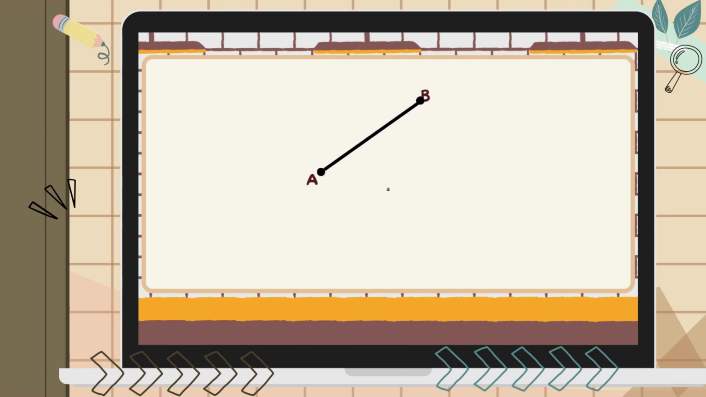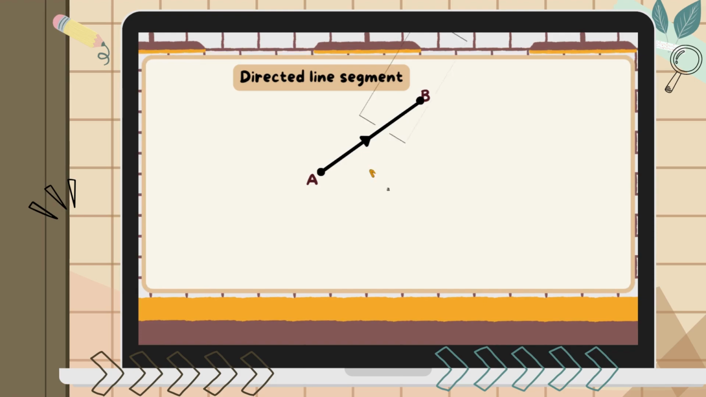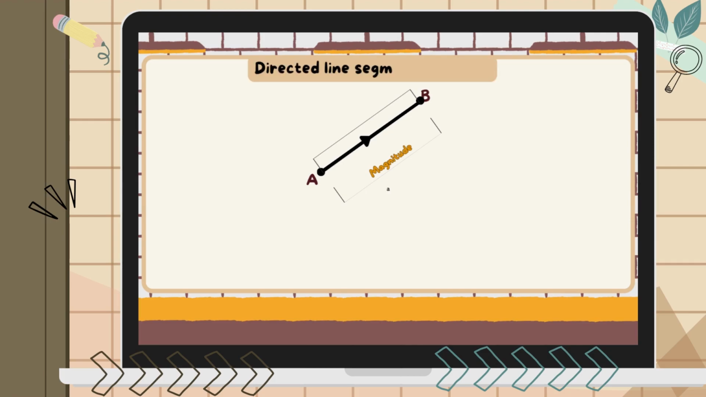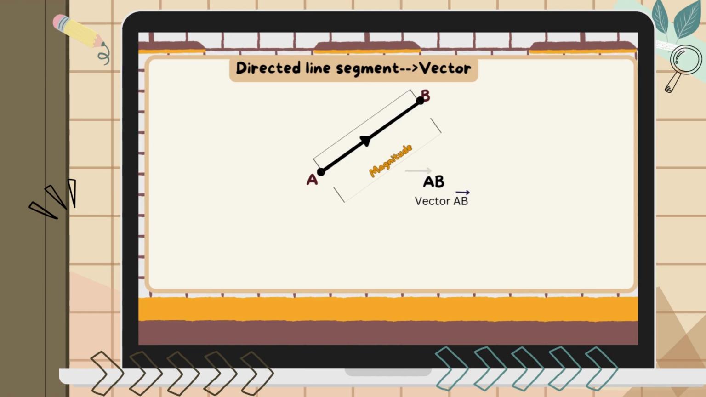Now let's say we specify a direction for this line segment by an arrowhead. This means that the line segment is now directed from A to B. So let's call it a directed line segment. So now we have a magnitude and a direction for this directed line segment. Therefore, we can say that the directed line segment is a vector. We denote it as this. It's called vector AB. The arrow above the letters tells us that they represent a vector.